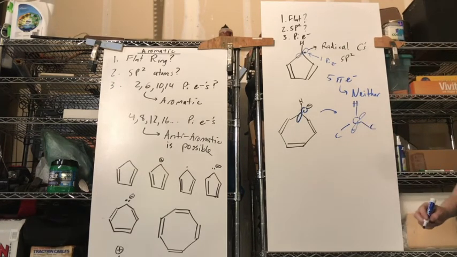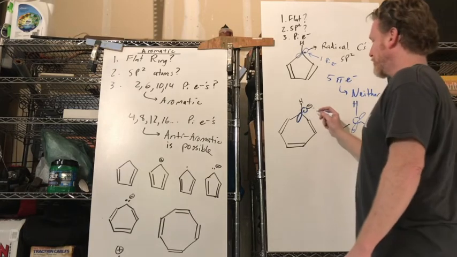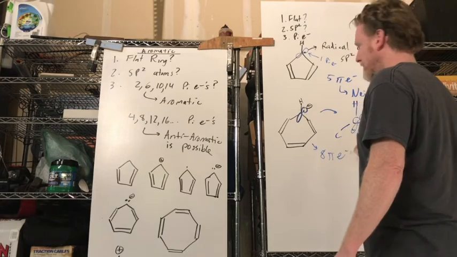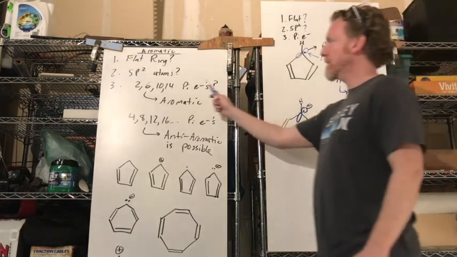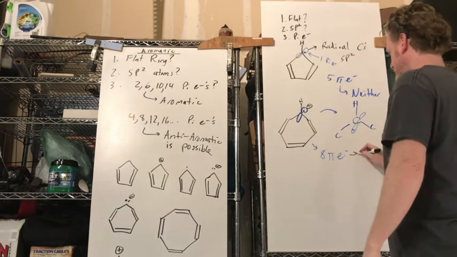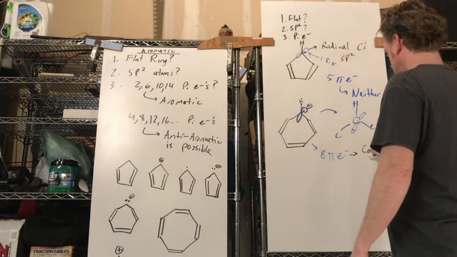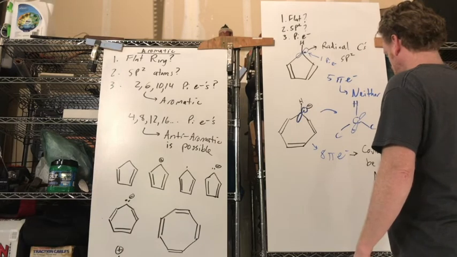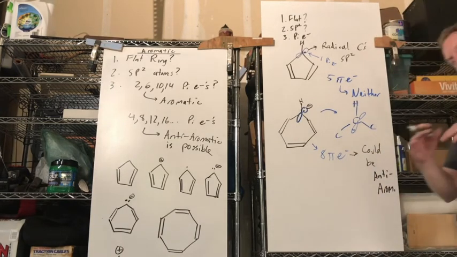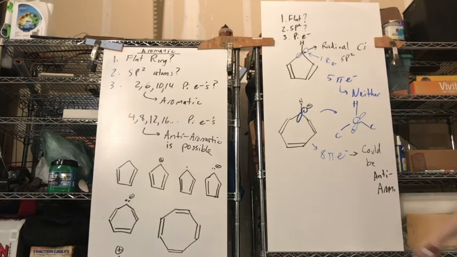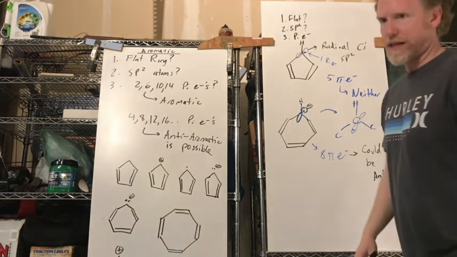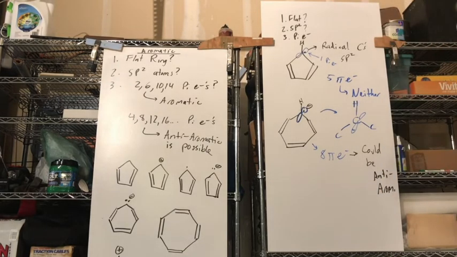So with that in mind, how many pi electrons do I have? 2, 4, 6, 8. Okay, what does that make us? Oh, could be anti-aromatic. So if it's anti-aromatic, it's super high in energy. So can it weasel its way out of it? Can it stretch its bonds or do something like the last one did? It can and it does.